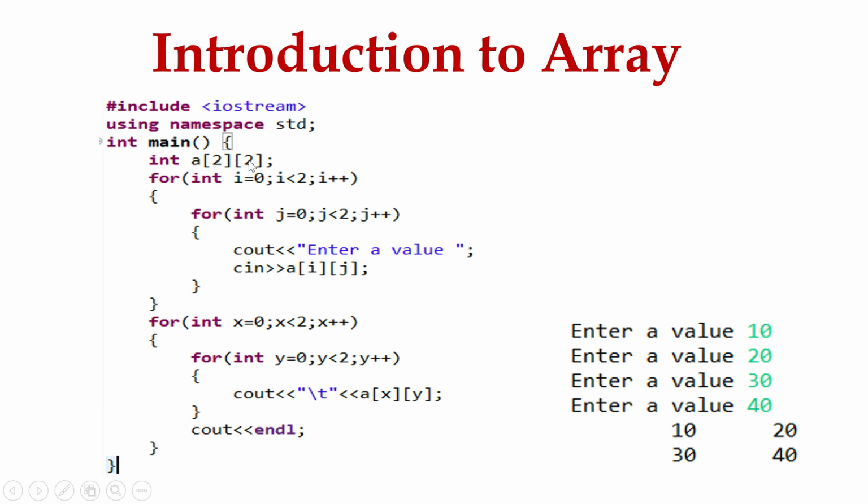If it is 4, make it 4. If it is 5, make it 5. i plus plus. And this loop, how many times? 2 times. If it is 6, make it 6. If it is 8, make it 8. Integer j equal to 0, j less than 2. And enter the value and get the value, scanf of a of i of j. So in this way, we want to use the two-dimensional array.